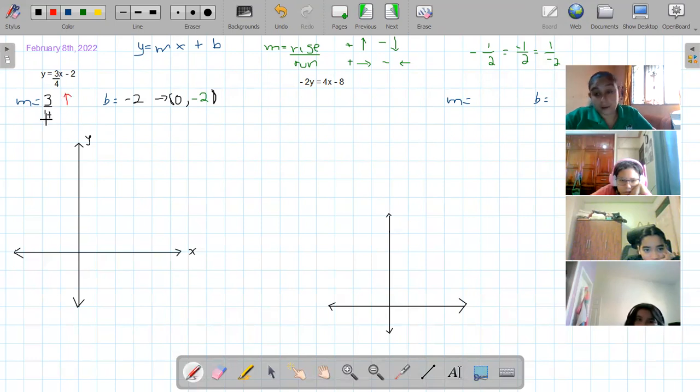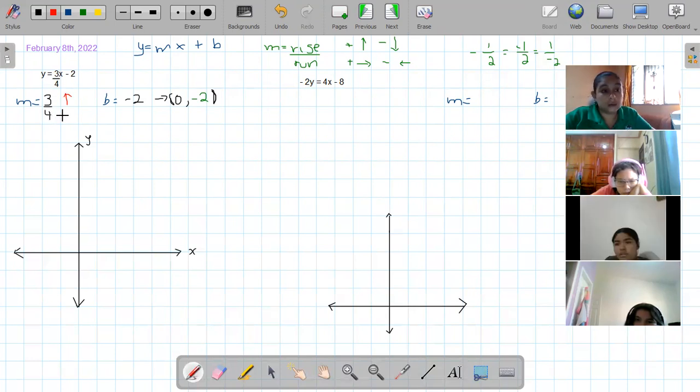And the run, +4, should it go to the right or should it go to the left? Left. To the left? This side? To the right. To the right, because it is positive. So it goes to the right. But to the right or up, from where? From this point. Our next step is to graph the intercept.